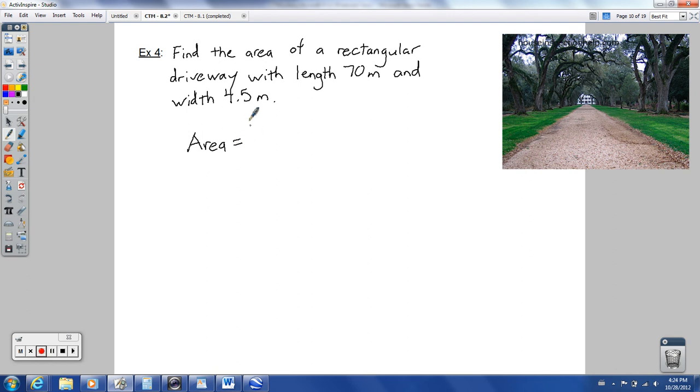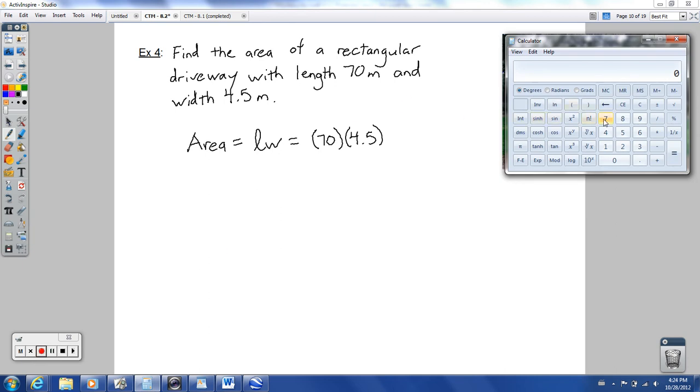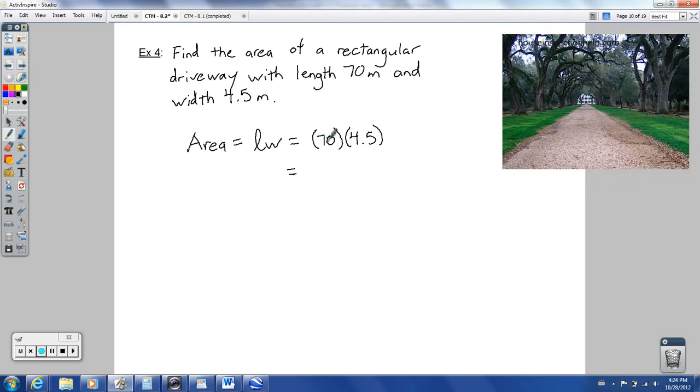So for the area, I would say you can use either base times height or length times width. They give me the words length and width, so I'll use length times width instead, but it means the same thing as base times height, and it's already there for me. I just plug in 70, I plug in 4.5, I get out my calculator, and I do that. You might be able to do that in your head, but it might be a little tricky. And this would be 315. Like, I could have done 70 times 4 is 280, and then half of that is 35, and added those together to get 315. But 315 is our answer.